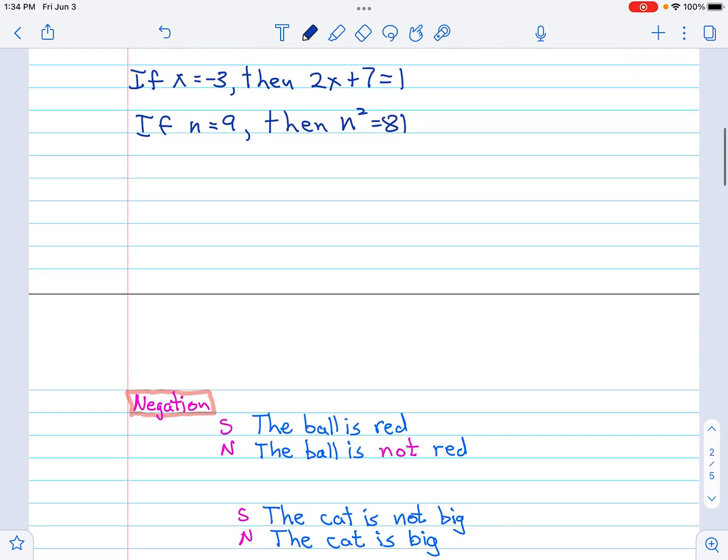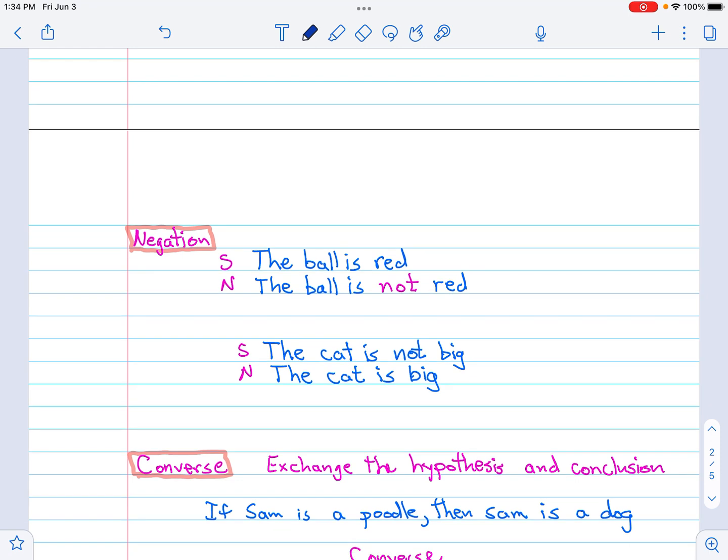Now, what I want to do is look at some of the terminology here. We can talk about the negation. Let's look at an example. Let's look at this statement: the ball is red. How do we negate that? Well, the ball is not red. Just put a not in front of red. In other words, to negate something, you change the ball is red to the ball is not red.